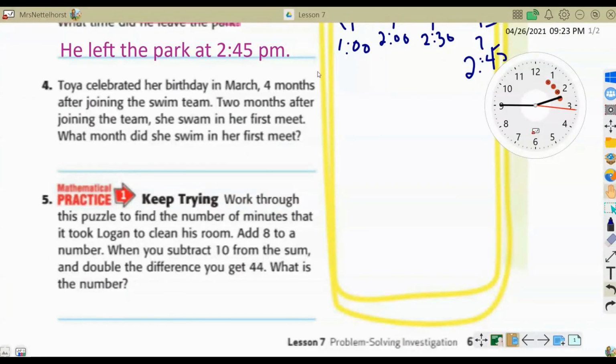Toya celebrated her birthday in March, 4 months after joining the swim team. 2 months after joining the swim team, she swam in her first meet. What month did she swim in her first meet?